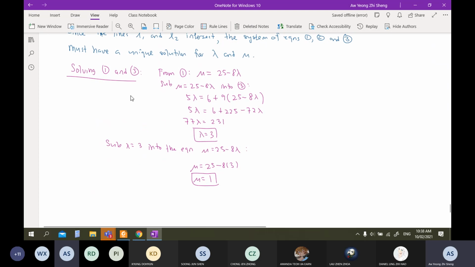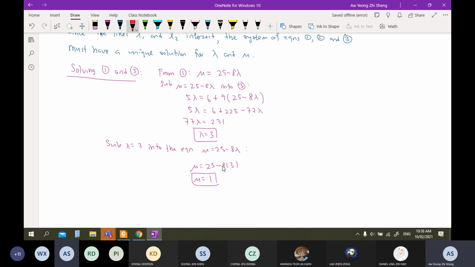Okay. Now we know that this lambda and mu that we get, it must satisfy the equation that we didn't use just now. Right? Lambda equals 3 and mu equals 1. It must satisfy equation 2. Okay. So let's sub into equation 2.